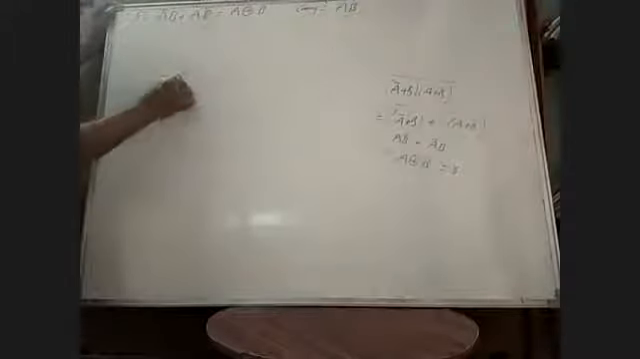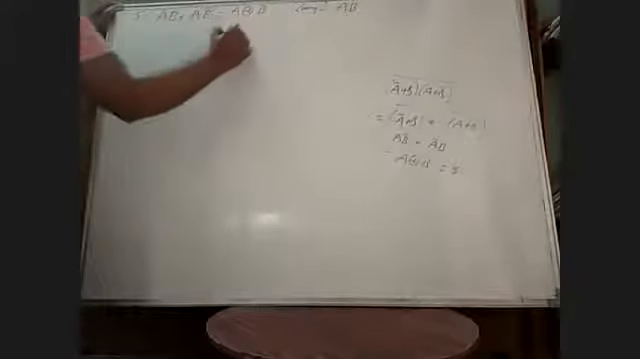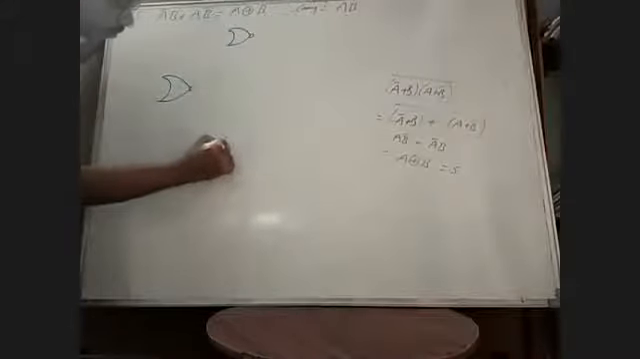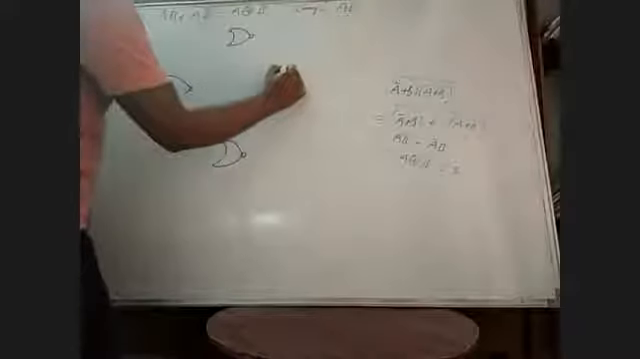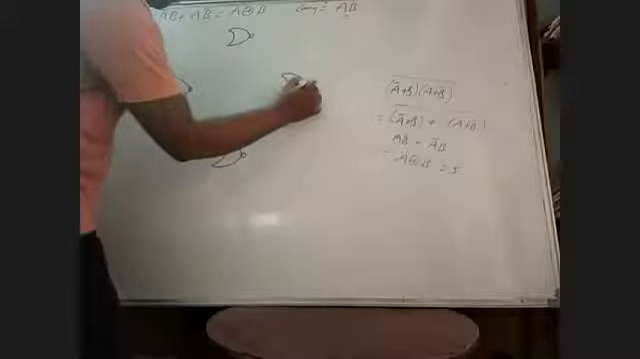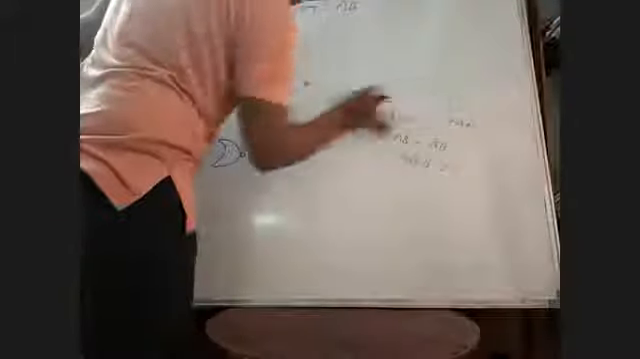Okay. I will give a similar structure. Observe the structure carefully. Now I have taken the NOR gate. This is my first level NOR gate, and I am taking the second level NOR gate, and the third level NOR gate, and one more NOR gate, and an extra NOR gate.